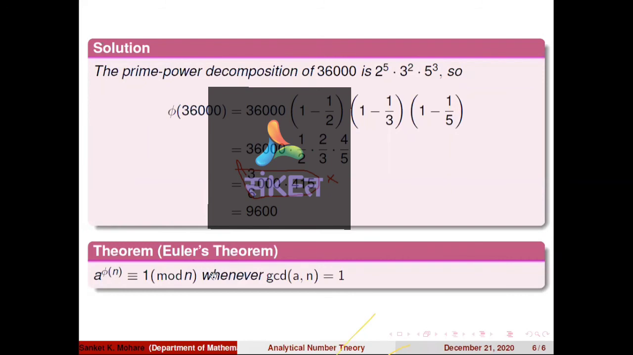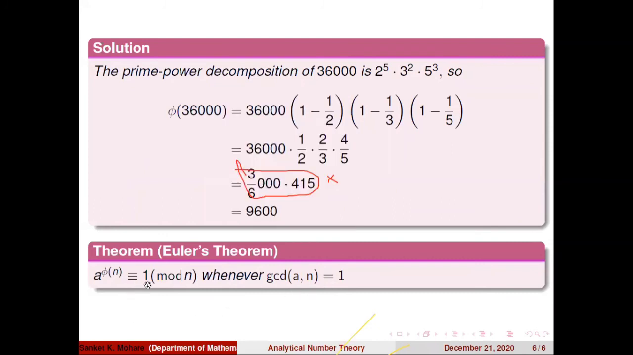So Euler said that if GCD of a with n is equal to 1, then a to the power phi of n is congruent to 1 modulo n. 3 to the power 6 is congruent to what modulo 7? So what is your answer? There you can use Euler's theorem. There you have to calculate 3 to the power 6 modulo 7.